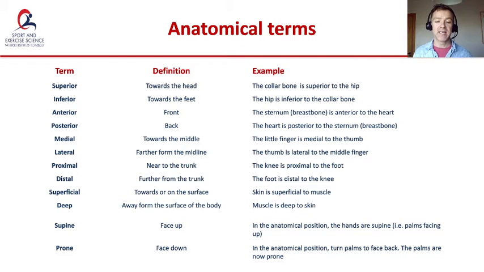So put simply, the knee is proximal to the foot. The knee is part of your leg. It is closer to the main part of your body than your foot. So we would say the knee is proximal to the foot. And then opposite to that we have distal. The foot is distal to the knee. The foot is further from the main part of the body when compared to the knee.